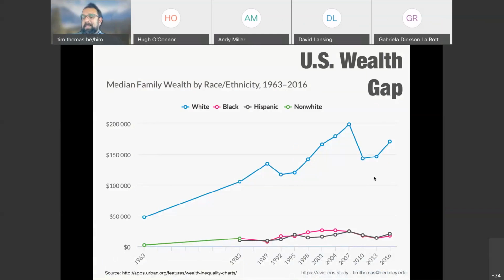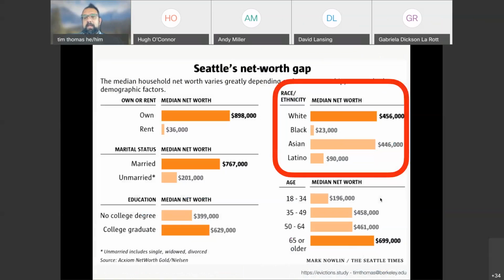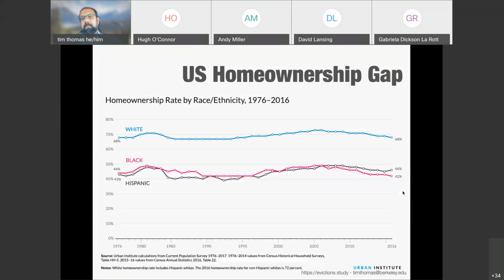So what did this do? This created a massive wealth gap because through this time period in Seattle in particular, whites and Asians have been able to see a massive increase in their wealth, whereas Black and Latinx households have a very low rate of wealth, only $23,000. This also forced Black households to rent. 70% of the Black population rents in the Washington state area. 70% of Black households rent because of the inability to purchase homes.